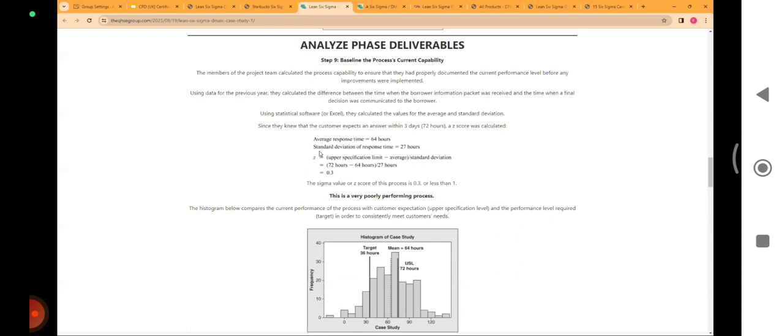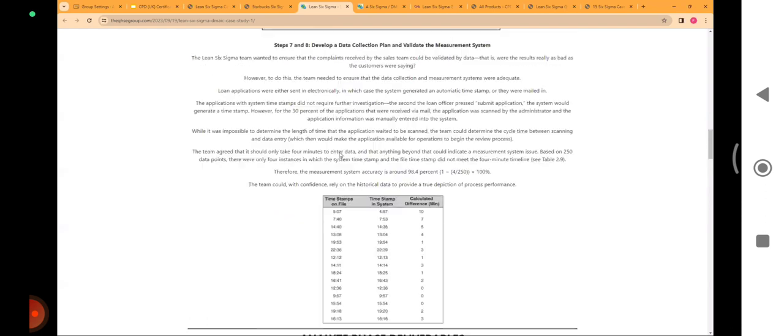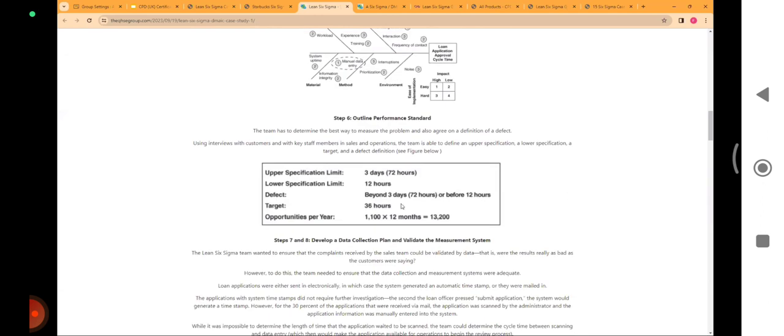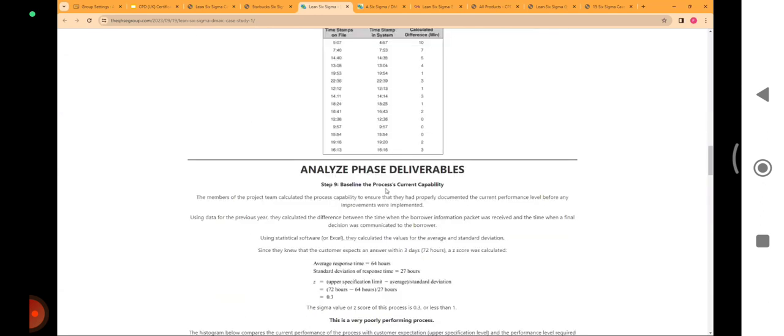So the Z-score, which is basically the sigma level, uses the average response time, which they calculated using Excel, and the standard deviation also from Excel. You say Z-score equals the upper specification limit minus the average, divided by the standard deviation. This is the upper specification limit right here, and those are the details.